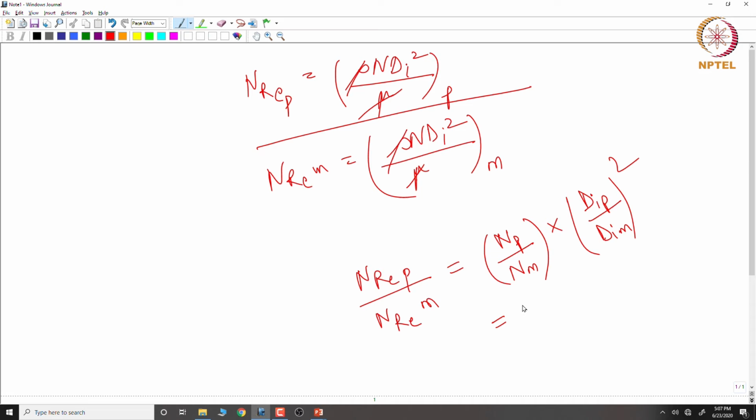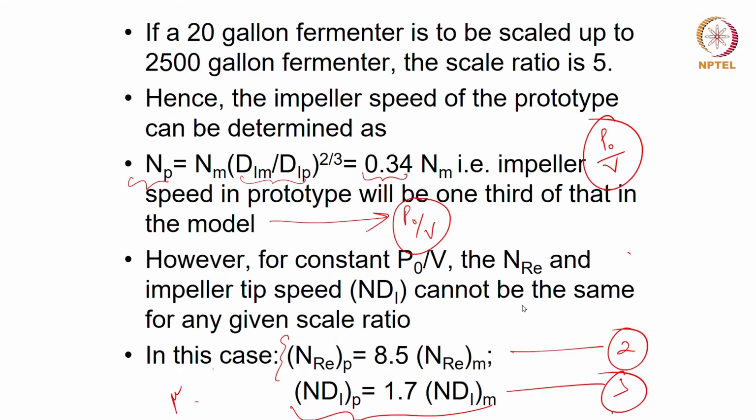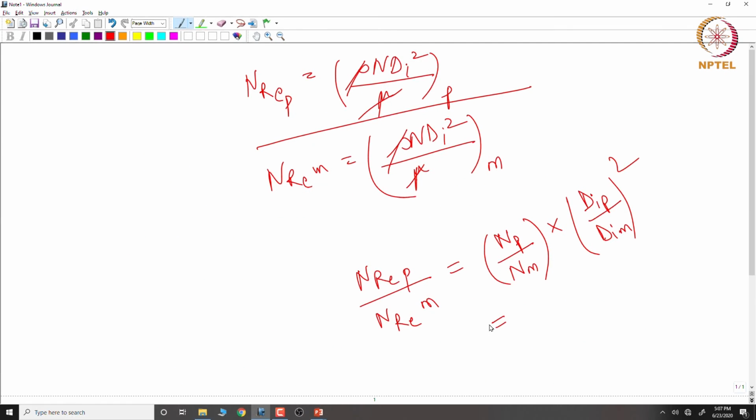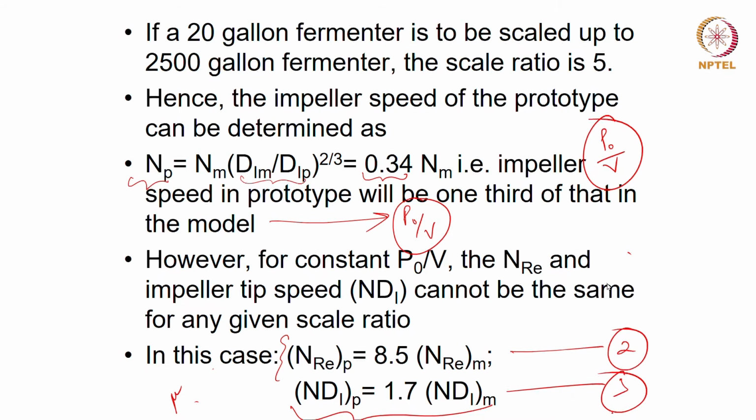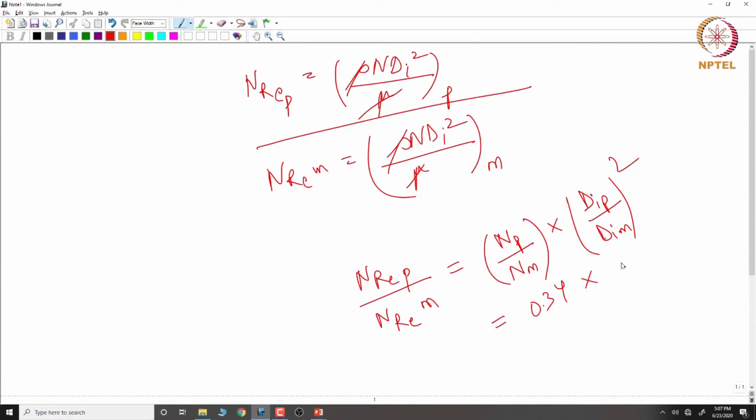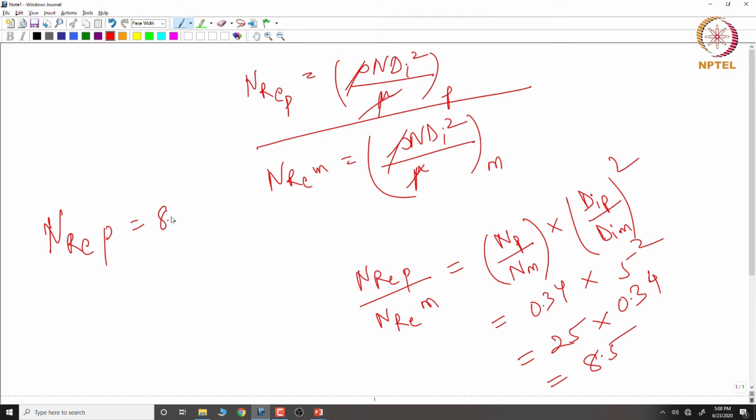NP by NM, if you notice, how were they related? For constant P0 by V it was this. NP by NM is equal to 0.34. And your DIP by DIM is related by the scale factor of 5. So this is 25 times 0.34, which comes out to 8.5. So we can say that the NRE at the prototype is 8.5 times the NRE at the model type.